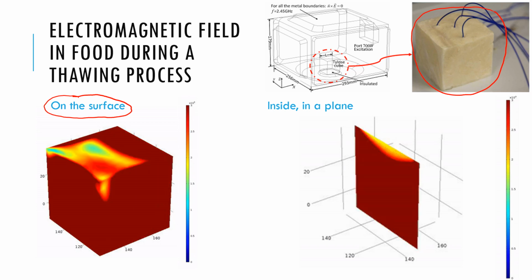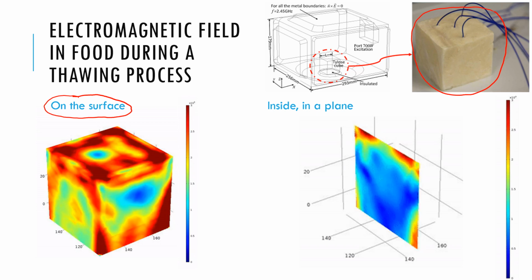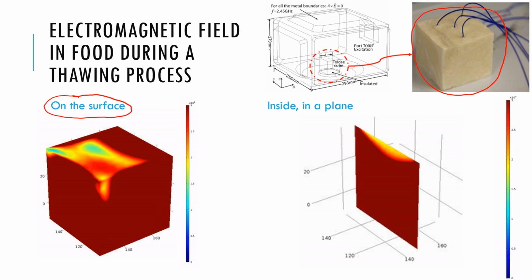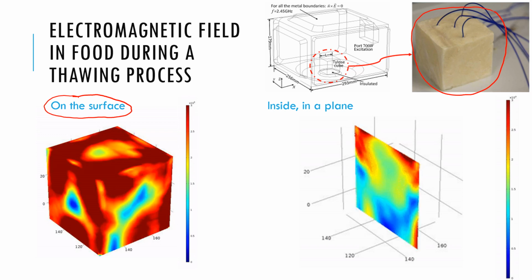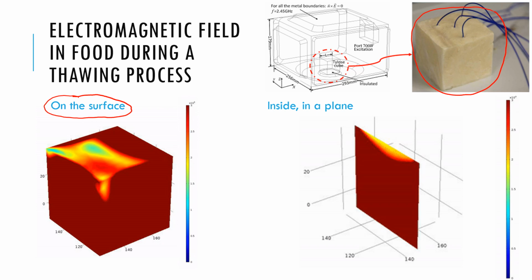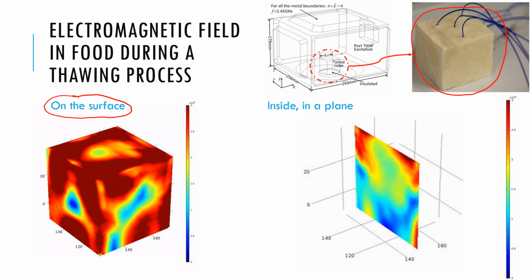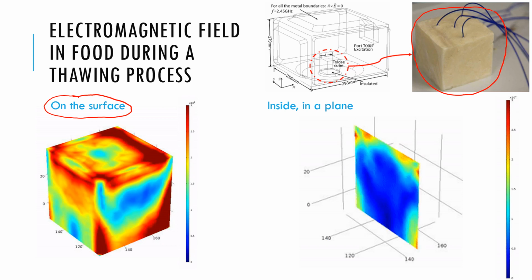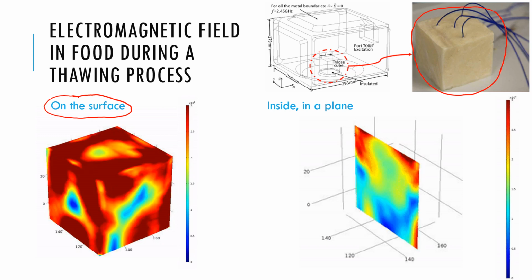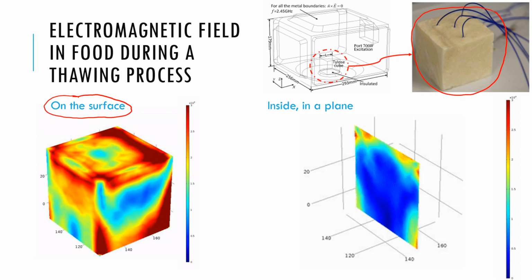So we can make one observation for sure, that the field inside the food is also complex and it changes with position and time during a heating process, and it's particularly obvious when there are huge changes in the dielectric properties of the material, as shown in this case of thawing of a cube of food analog.